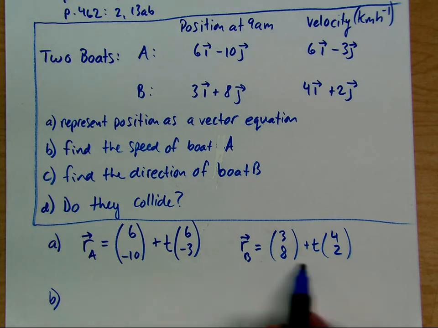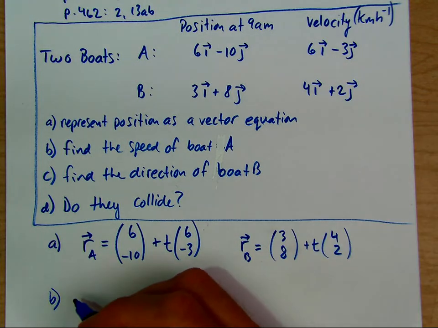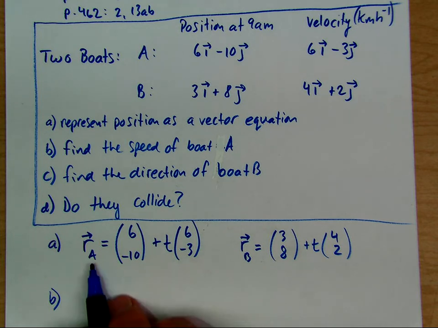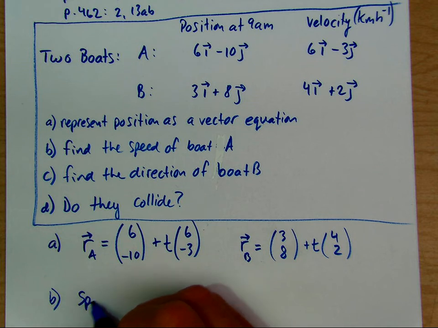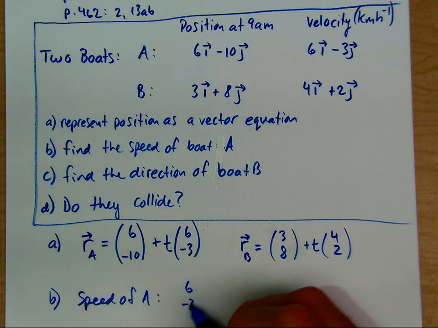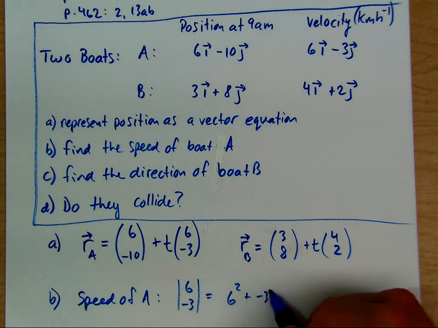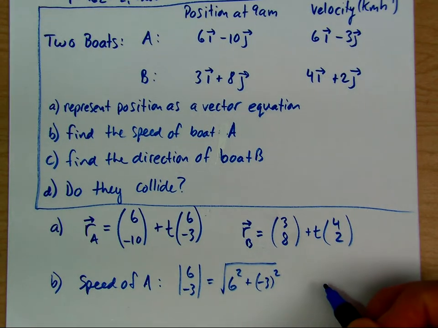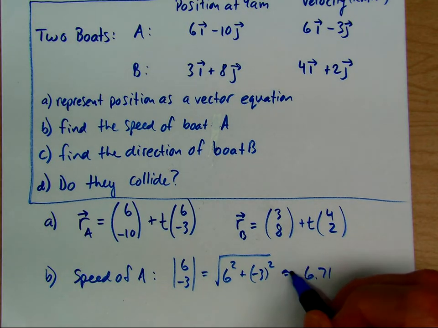And then we need to be able to interpret these. So find the speed of boat A. The speed of boat A, we need to find the velocity vector and then find the magnitude of the velocity vector. So it's just going to be the magnitude of the velocity vector, and that's 6 squared plus negative 3 squared. And using a calculator, we get that.